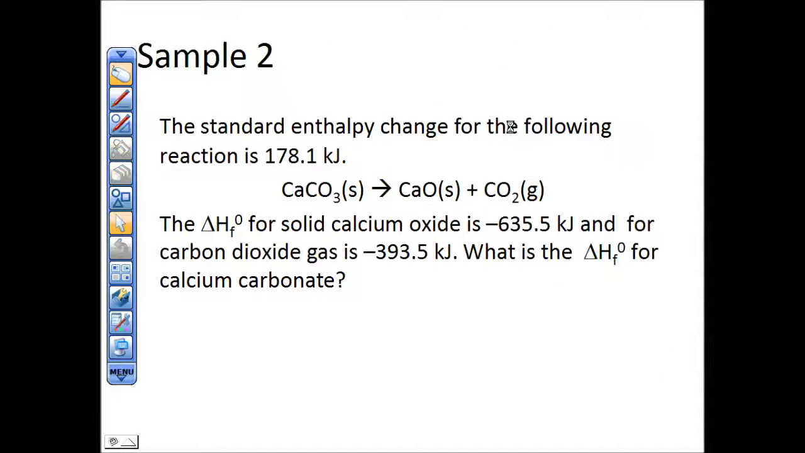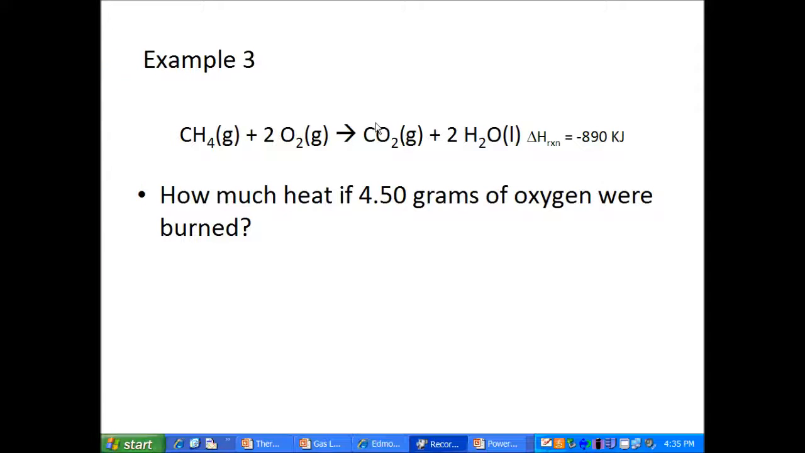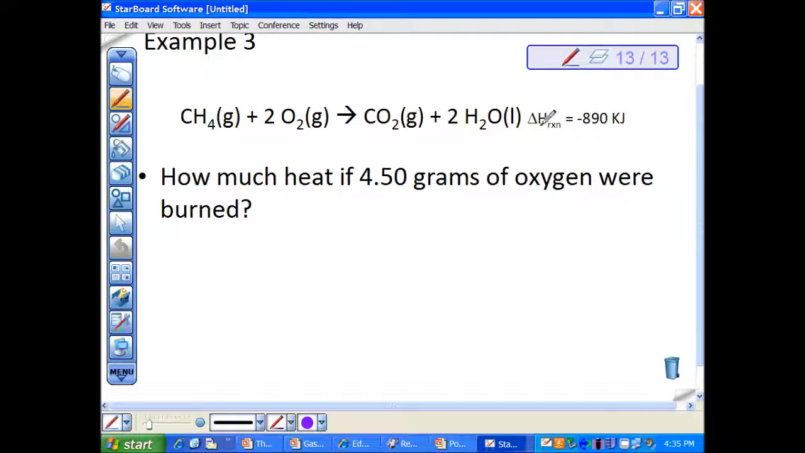The last type problem. Here we go. I think I'll have room to write on this one. We've got another combustion reaction. The difference between this and the others we're looking at, they're giving me the delta H, but they're not asking me to find one of these individual things. They're giving me grams. And they're wanting to know how much heat could it give off if I burn 4.5 grams. Well, that's not a full mole. If I burn 1 mole of methane, it's going to make this much. If I burn 2 moles of oxygen, it's going to make this much. It's going to make that much carbon dioxide and 2 moles of water.